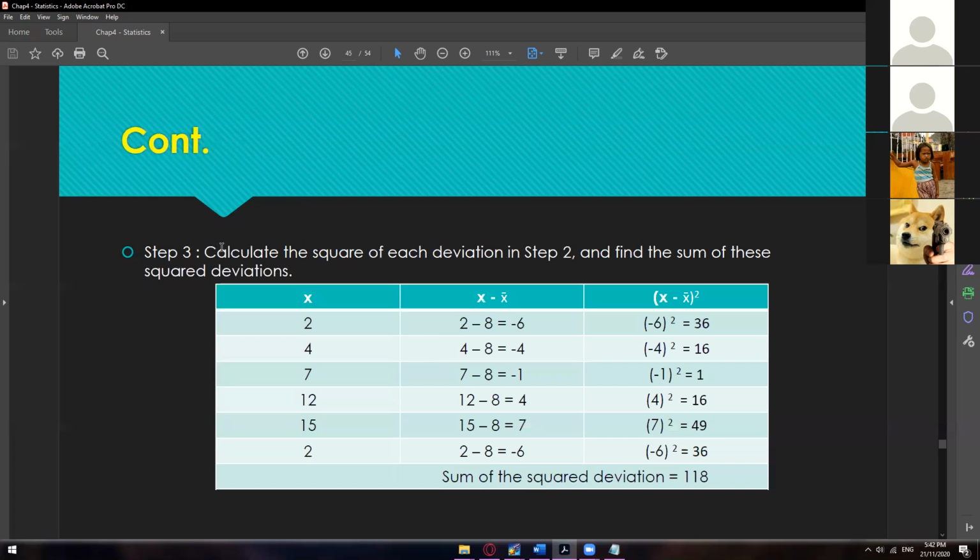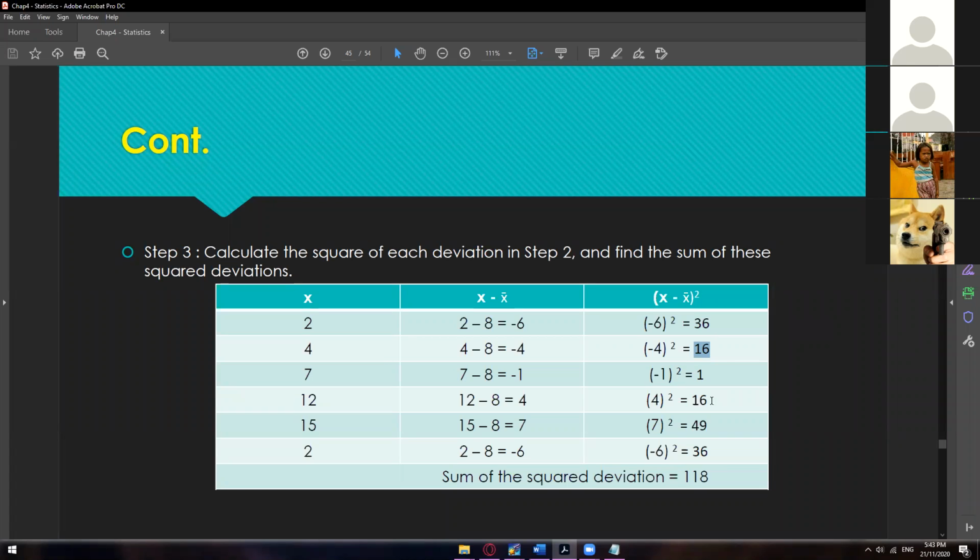Step number 3: calculate the square of each deviation in step number 2 and find the sum of these squared deviations. From here, this is our step number 2, and here is now our step number 3. Just basically square it. Negative 6 squared is 36. Negative 4 squared is 16. And negative 1 squared is 1.